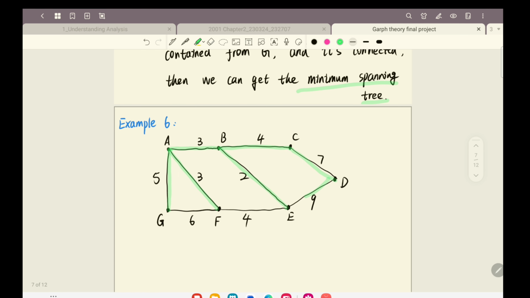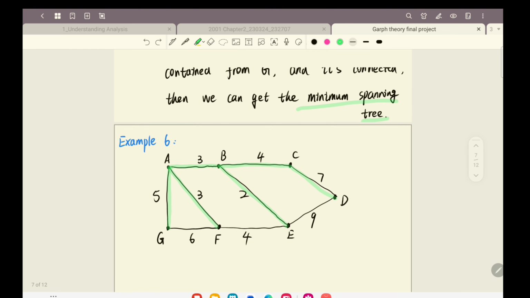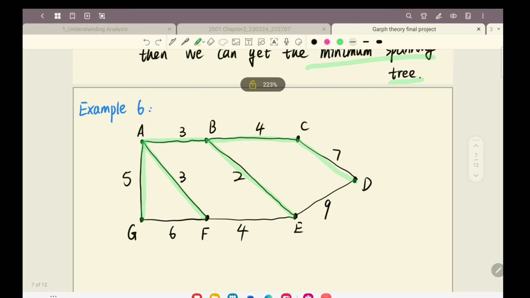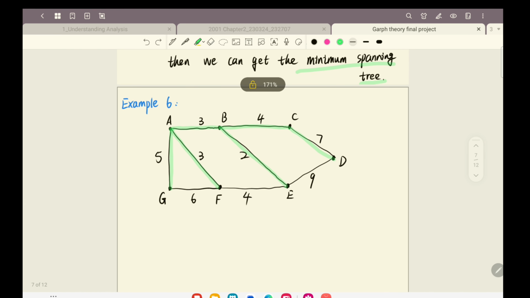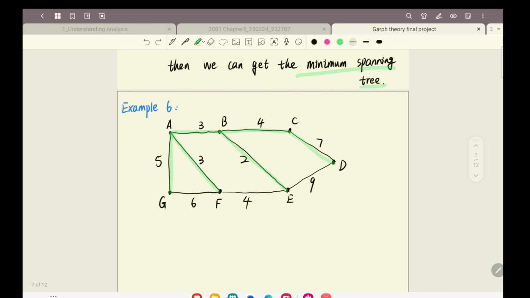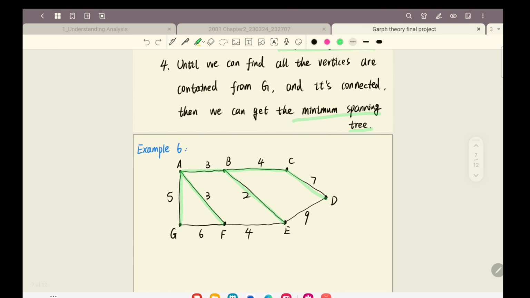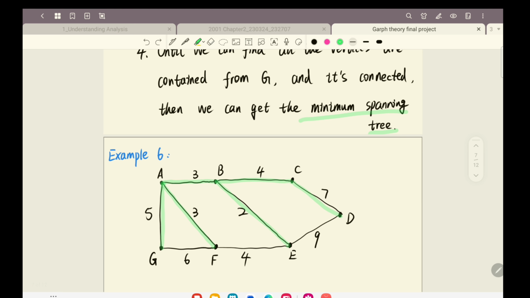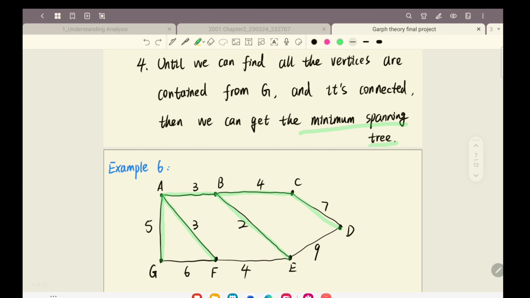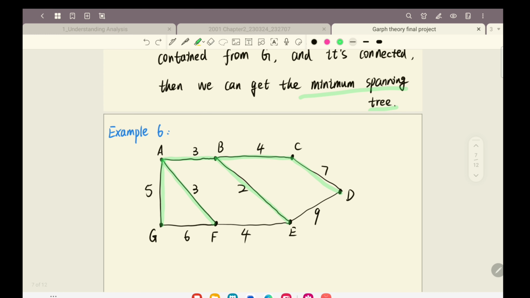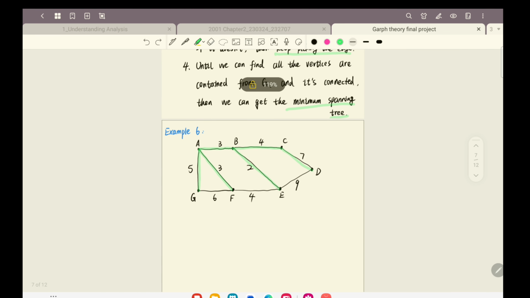And the next is 9, but no, we skip it. We have found all the vertices, and there's no cycle, right? So this is the minimum spanning tree. It goes from the smallest edge to the largest edge. And by the definition, we need to make sure all the vertices are contained and there's no cycle. So it's not hard to find.